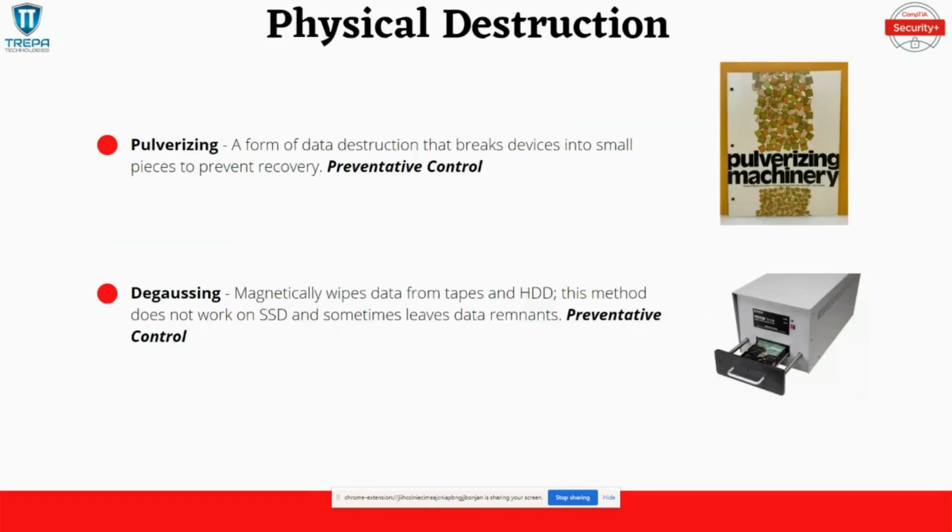And then we have pulverizing. This will break hardware into little pieces to prevent the recovery of data. Also a preventative control. Then we have degaussing, which will magnetically wipe data from tapes or hard drives. And since this is magnetic, degaussing will not work on SSDs. To properly destroy solid-state drives, you can shred them or you can just pulverize them as well. So you also have shredding that isn't in this slide as another form of data destruction. And this is cheap and easy, and it is a preventative control.